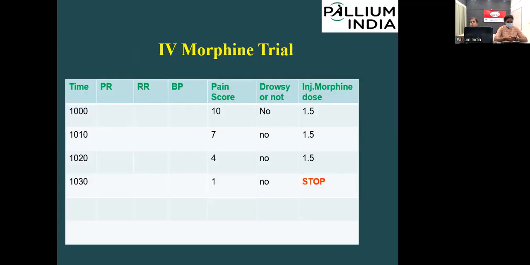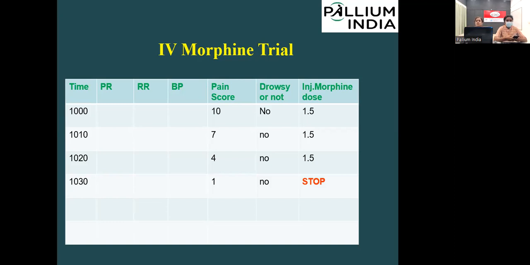This is how you should document, because you are giving a morphine trial. You have to document it very, very clearly, especially when you use any opioids or any medications. I know that nurses document really well, better than doctors. You write a lot of things. This is how you should document a morphine trial. Here they have written the time. The morphine trial was started at 10 o'clock in the morning. At that time, you can see the pain score was 10 and the drowsiness was 0, and 1.5 milligram was given.